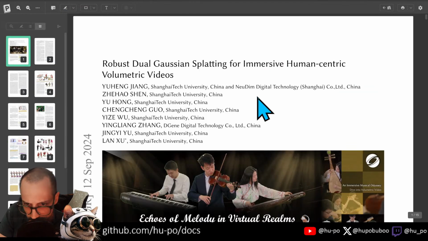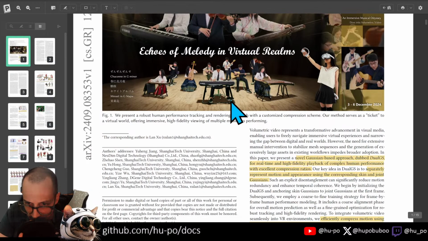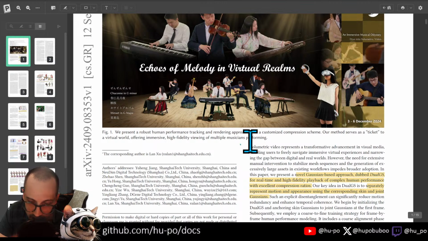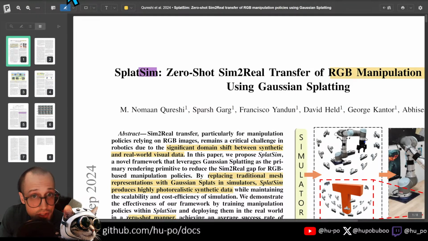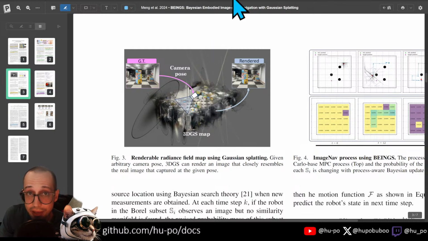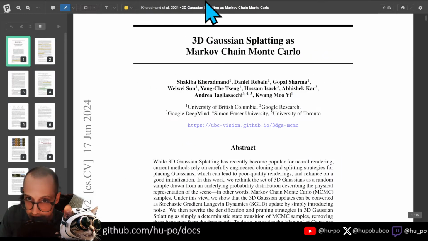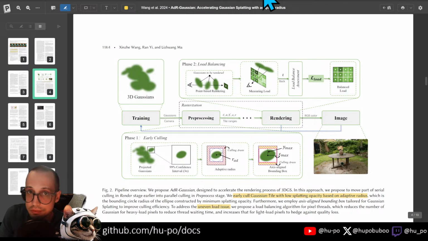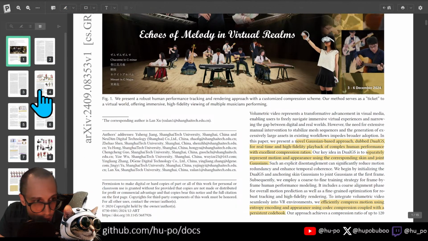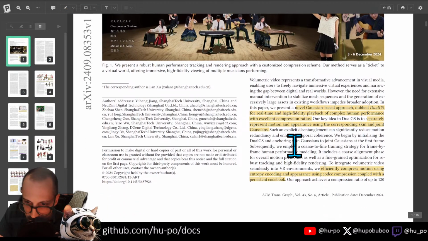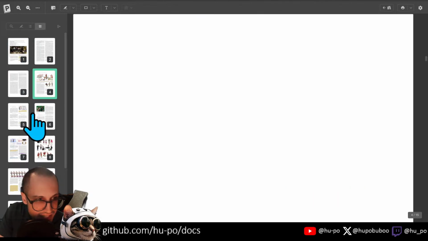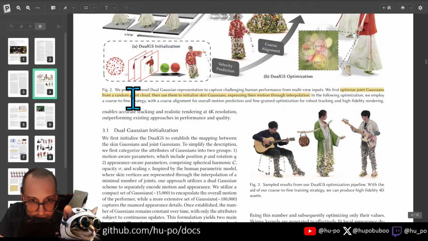There we go. Okay. So this is a paper, Robust Dual Gaussian Splatting for Immersive Human-centric Volumetric Videos. And in this one, they make very high-quality volumetric videos, which is just a Gaussian splat that has the time dimension, right? So it's like a 3D video where it's not just a static Gaussian splat like you have here, right? This is a static Gaussian splat. This one here, also a static Gaussian splat. So this is a real video Gaussian splat, if you want to think of it that way. But the problem with this one is that every single frame is a different splat, right? Is effectively the problem.